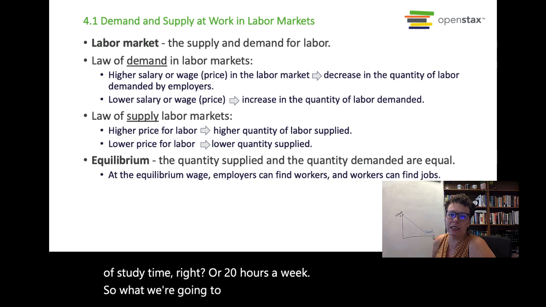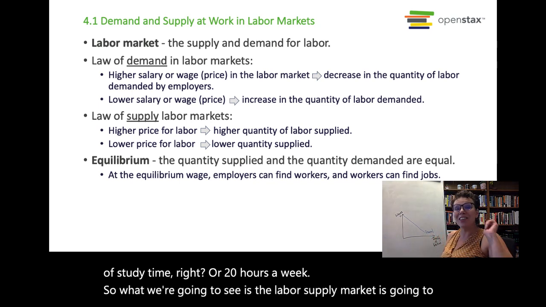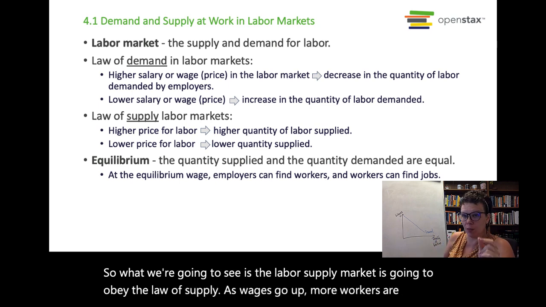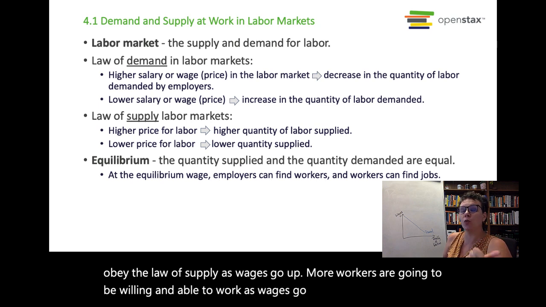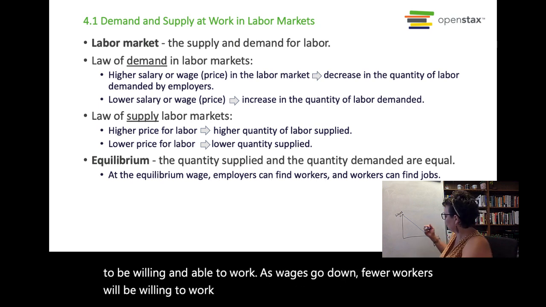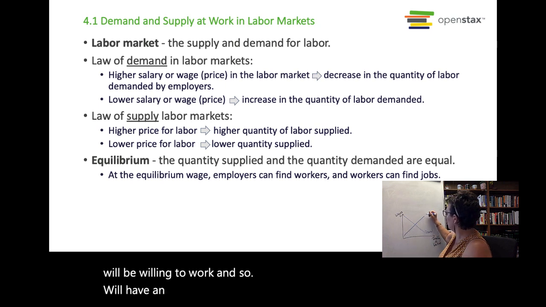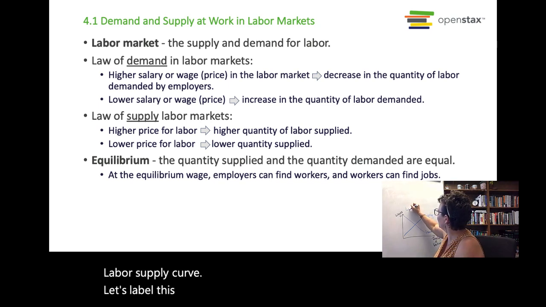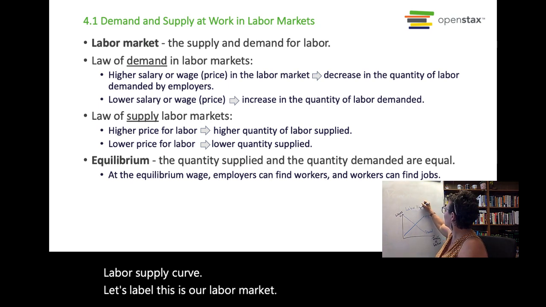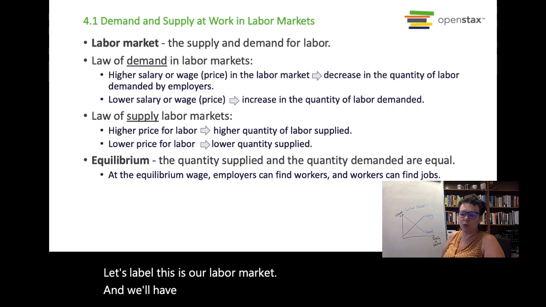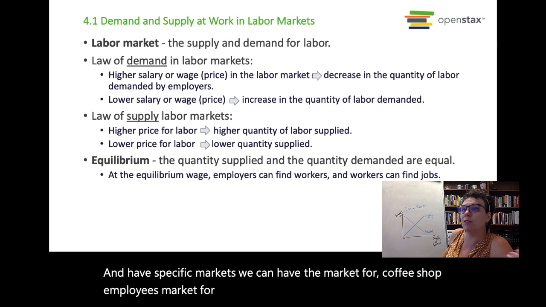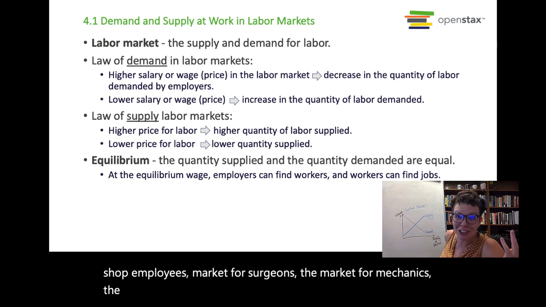So what we're going to see is the labor supply market is going to obey the law of supply. As wages go up, more workers are going to be willing and able to work. As wages go down, fewer workers will be willing to work. And so we'll have an upward sloping labor supply curve. Let's label this. This is our labor market. And we'll have specific markets. We can have the market for coffee shop employees, the market for surgeons, the market for mechanics, the market for teachers, that kind of thing.